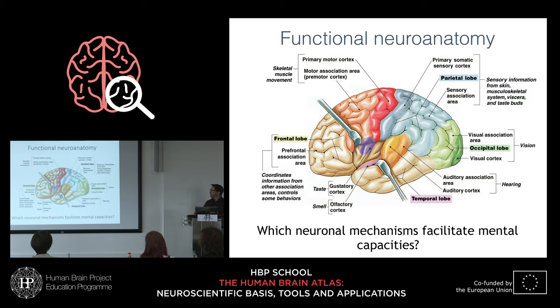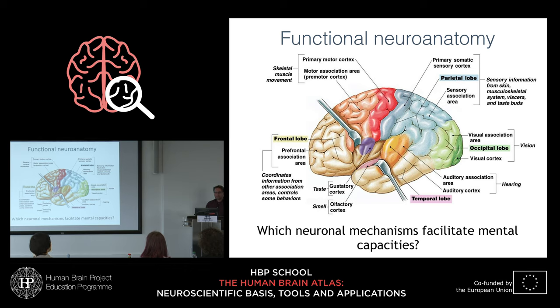Now, things have evolved since then, and those of you that have been dealing with neuroanatomy before probably know these kinds of figures from your anatomy textbooks. Now the question is, where do we actually know that from? How do we know that the occipital lobe is related to vision?